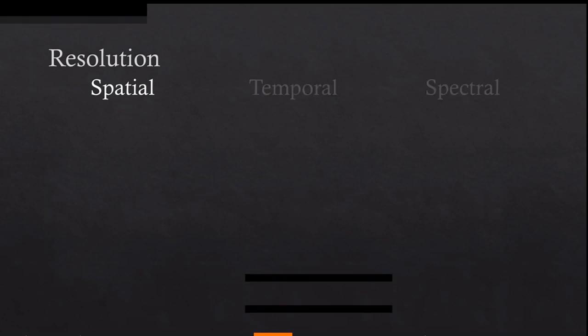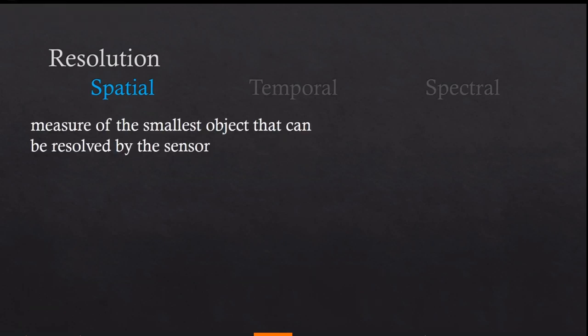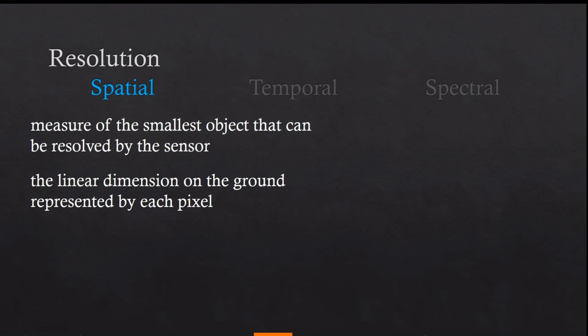Spatial resolution is basically the measure of the smallest object that can be seen by the sensor. Okay. So if your sensor's resolution is 10 meters, and you have an object that is 2 meters wide, it cannot be detected by the sensor. But if the object is 20 meters wide, then it is detected. It is also represented as the linear dimension on the ground which is captured by each pixel.